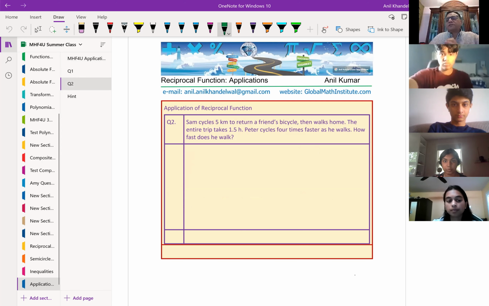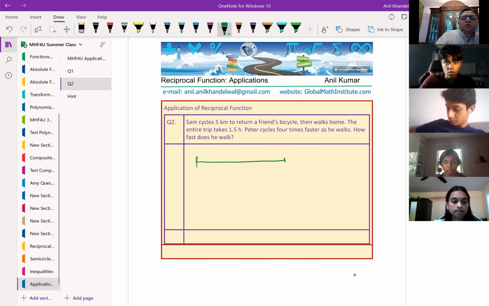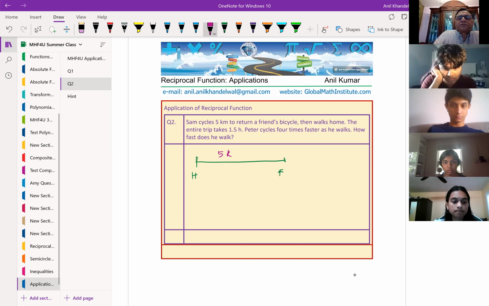Perfect. So first thing first, whenever you have a question, you have to read and sketch a diagram which represents the equation, correct? So in this case, very simple. Sam is walking from one place to the other. Let's call these places, he walks to home from his friend's house. And then it says this distance is 5 kilometers. We know this is 5 kilometers. So the distance is fixed.